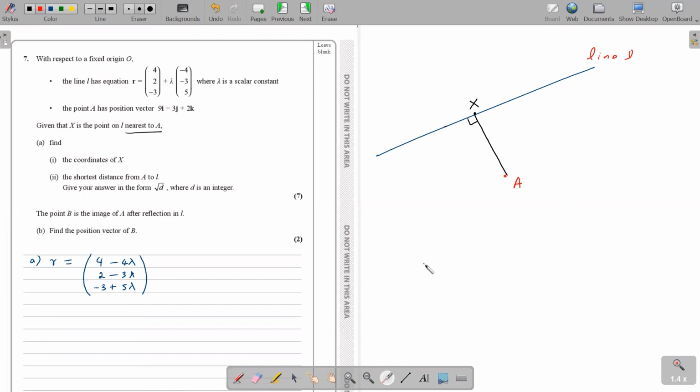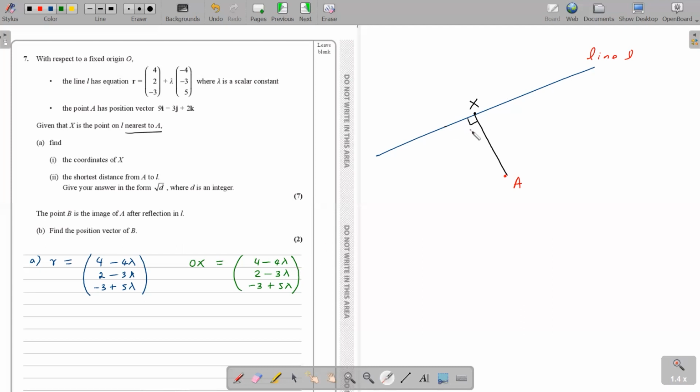So they are asking you to find the coordinates of X. Now, what do we know? Basically, I could say the X coordinate is (4 - 4 lambda, 2 - 3 lambda, -3 + 5 lambda). Now I need to get the lambda value. Do you see I wrote the X coordinate by using this r value, because as I told you earlier, this represents any point that lies on line L. X is also lying on line L, therefore this coordinate should satisfy X. The only thing is you have to get the specific lambda value at the point X.